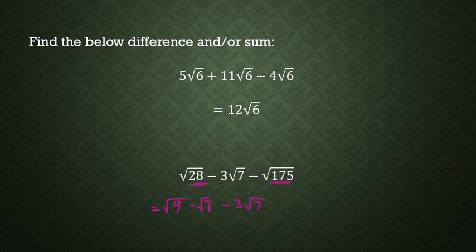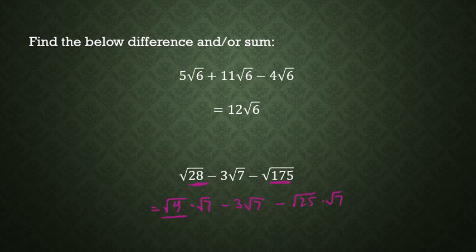Then we're going to have that minus 3 times the square root of 7. Minus, and 175. 175 is equal to 7 times 25. So this is going to be equal to the square root of 25 times the square root of 7.